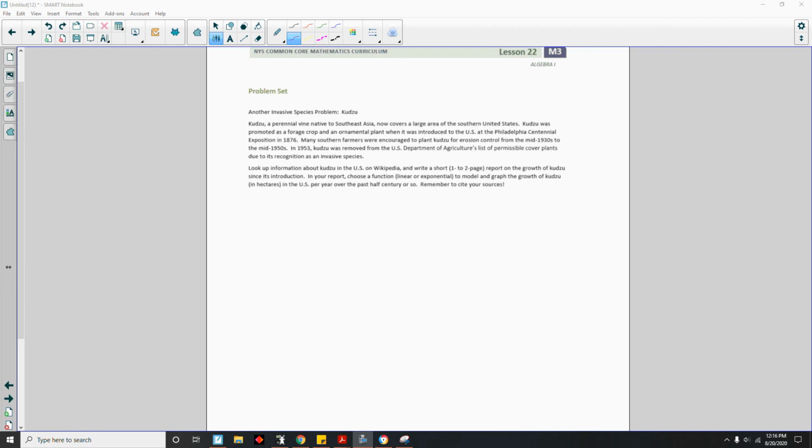Page 4 brings us to the end of lesson 22. Go to your problem set.